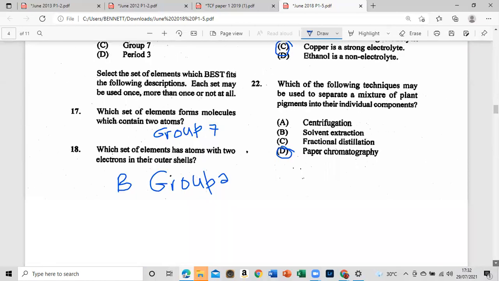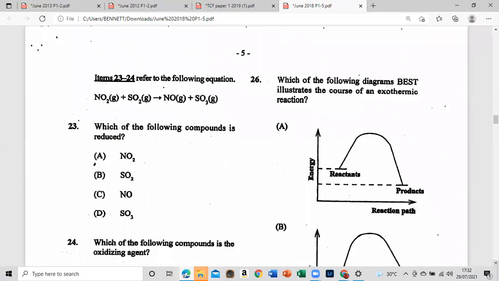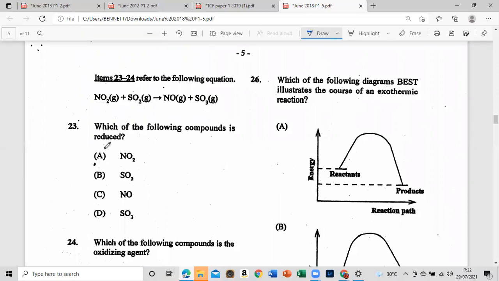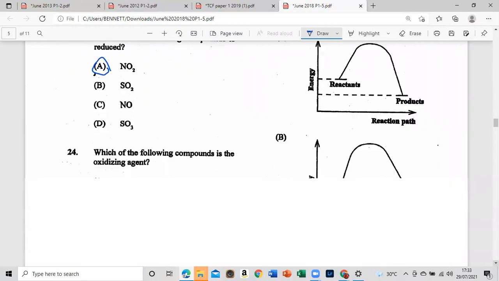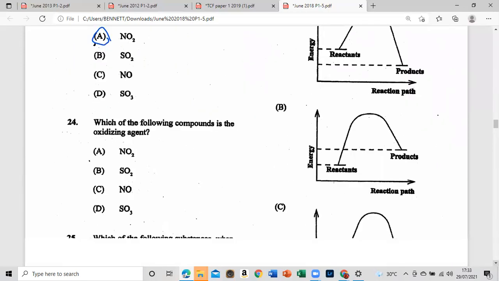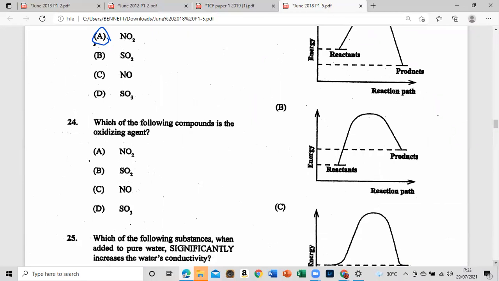Let's move on to 23. So far, so good. All right, so 23, 24 refer to the following equation: NO2 plus SO2 is equal to NO plus SO3, which of the following components is produced? And 23 is A, just like from the previous paper, NO. 24, which of the following compounds is an oxidizing agent? And that is NO2.